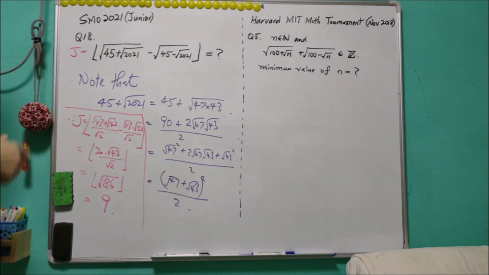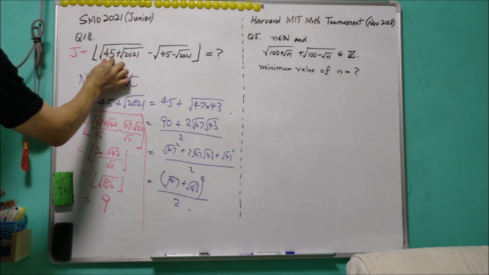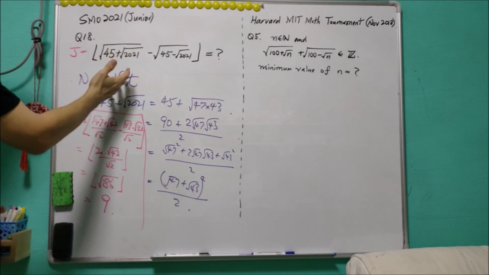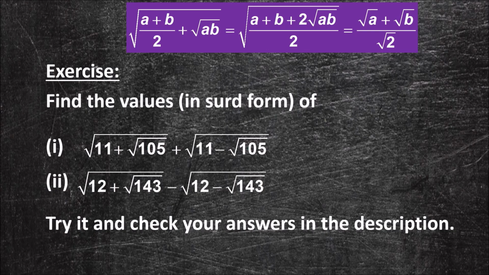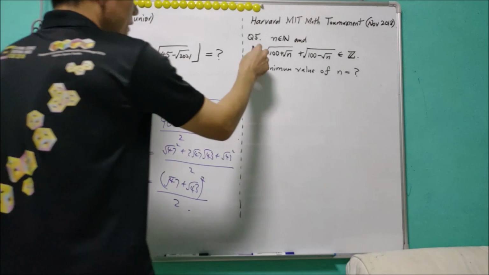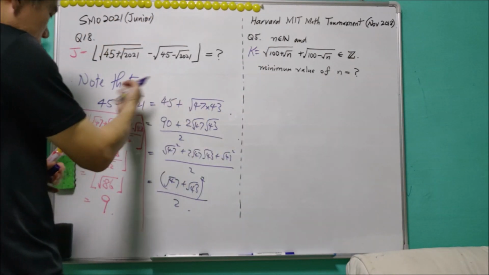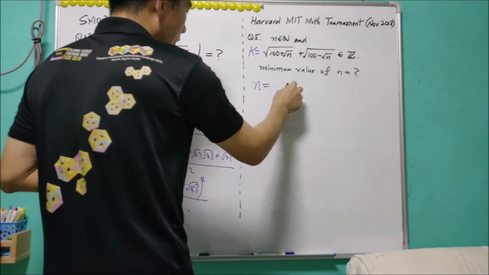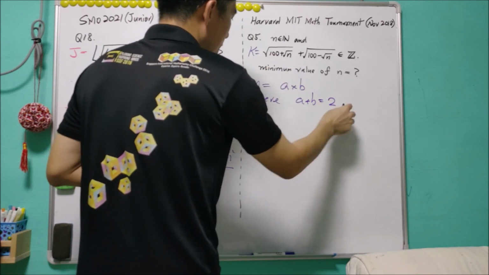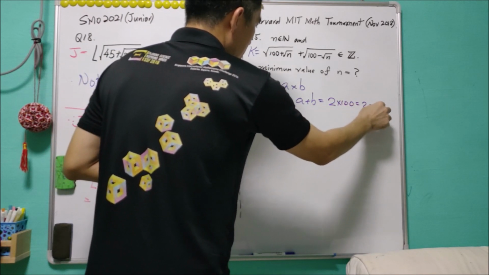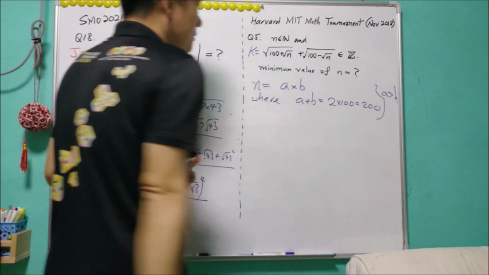So now we see a pattern here. If this is a times b and this is half of a plus b, then we have a nice pattern here. First of all, we let this expression be k. Using this idea, we know that n can be written as a times b, where a plus b is equal to double of the 100. That is, a plus b equals 200, and we may let a be more than b.